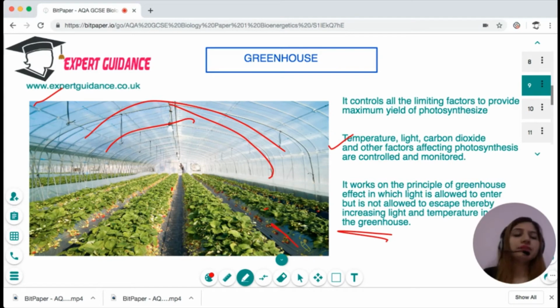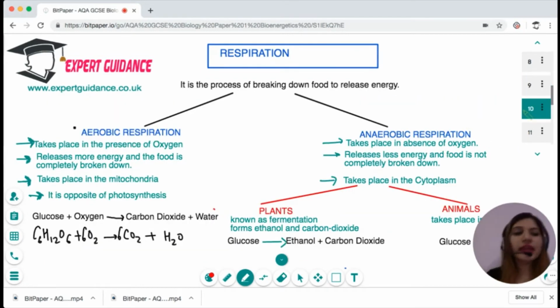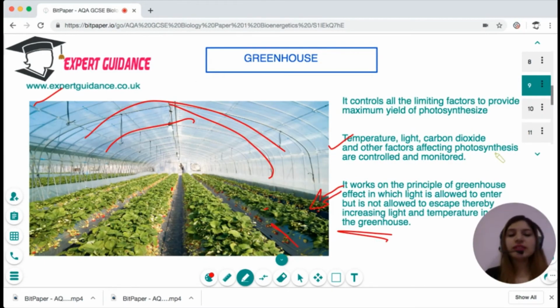During the morning, the light intensity is the limiting factor. When it comes to noon, the light intensity is highest, but then the stomata close to prevent transpiration, so carbon dioxide becomes a limiting factor. But we can control all these factors in a greenhouse and get the maximum rate of photosynthesis, especially for those crops which are economically very important for us, like rice, wheat, and all those crops. Okay, so I hope the concept of photosynthesis, the factors affecting photosynthesis, and how we can maximize photosynthesis is clear to you.